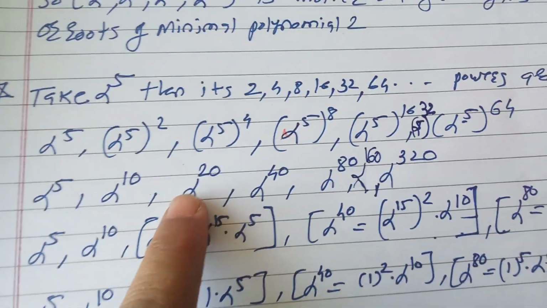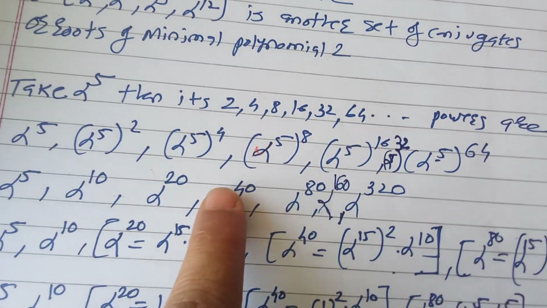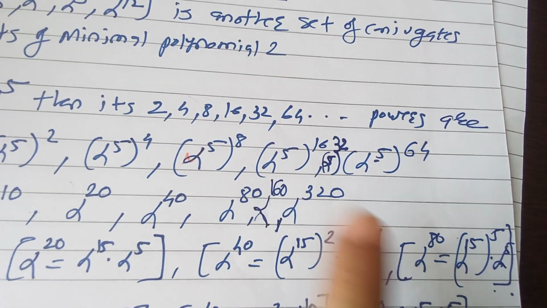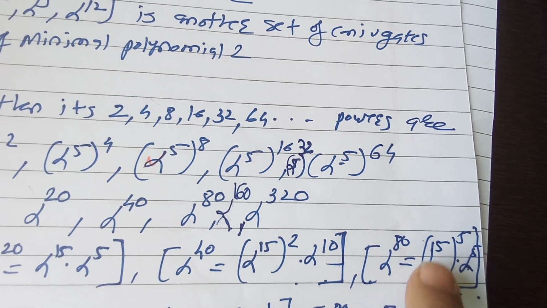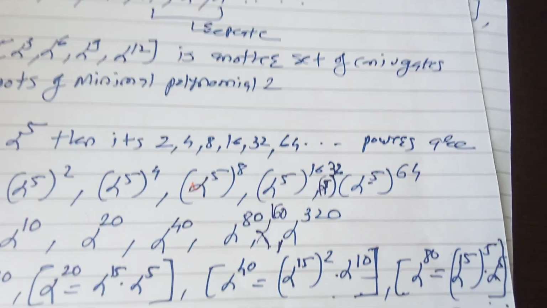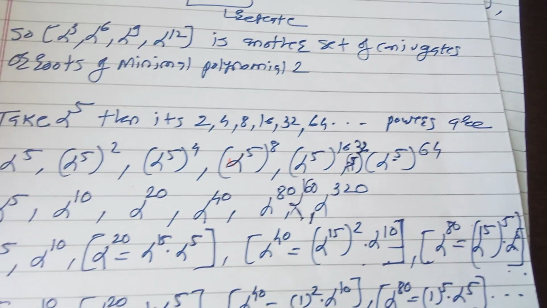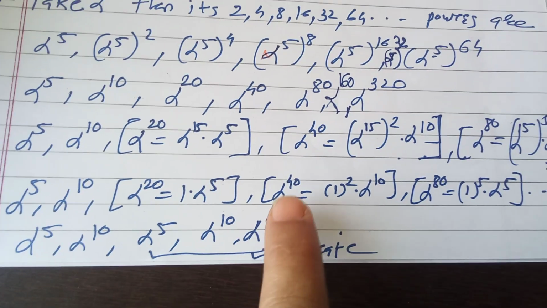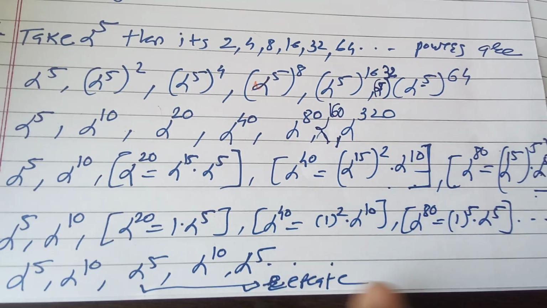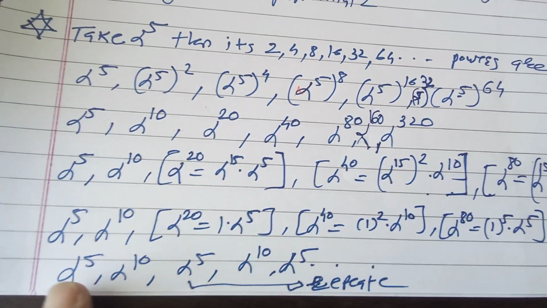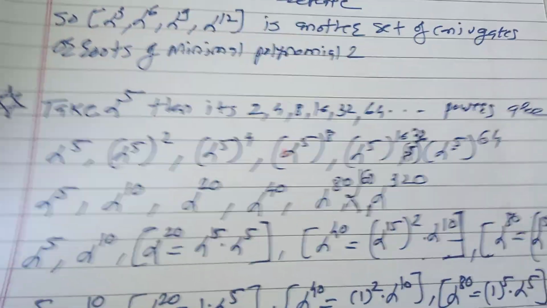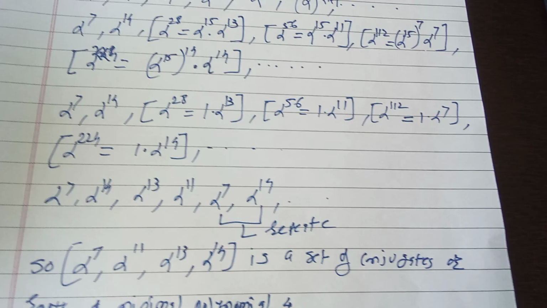So 5, 10, 20 is 15 plus 5, then 40 is 15 twice plus alpha raised to 10, then 80 is alpha raised to 15 times 5, plus alpha raised to 5. So it will be alpha 5, then 10, 20 is alpha 5 again, 40 is 1 squared, that means alpha 10, then alpha 5. So it is repeating. So alpha 5 and alpha 10 belong to one minimal polynomial, they are the roots of one minimal polynomial.